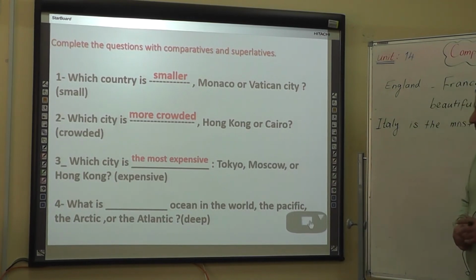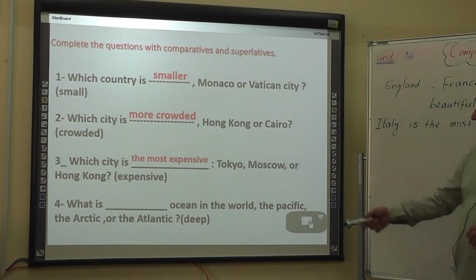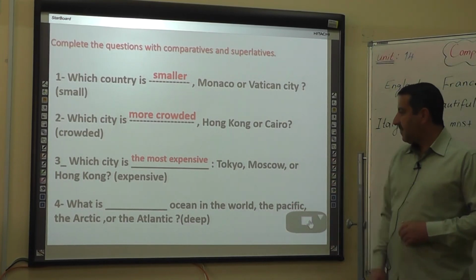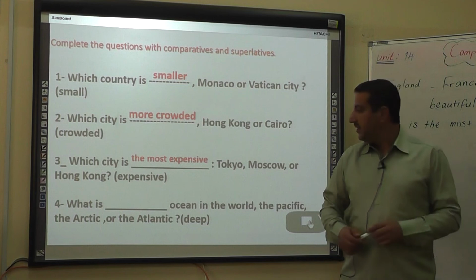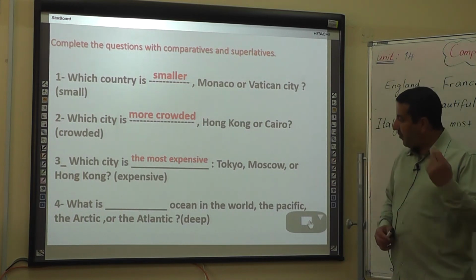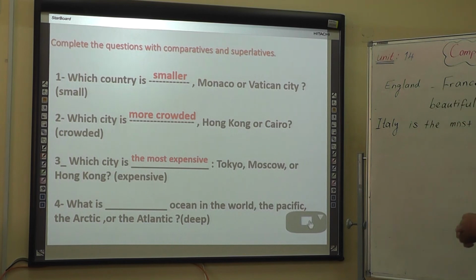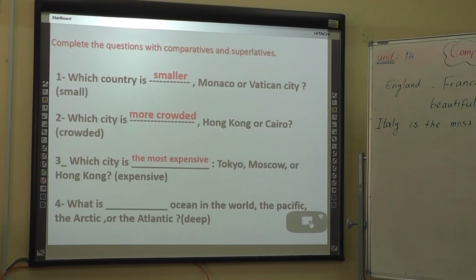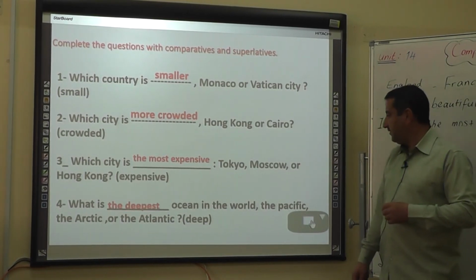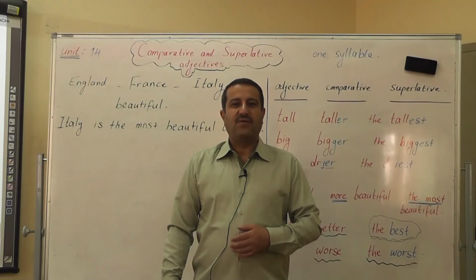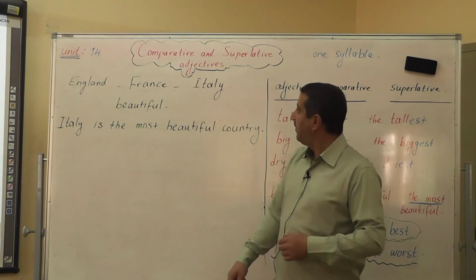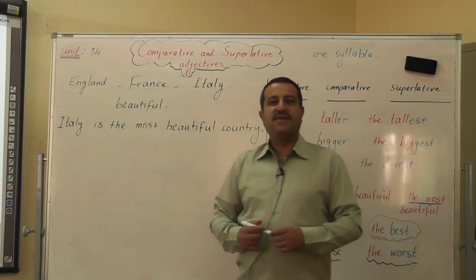Number 4, what is the deepest ocean in the world? The Pacific, the Arctic, or the Atlantic? We have the adjective deep. Of course, deep has one syllable only, and we are comparing between more than two things or two people. Okay, so in this case, we use the superlative. What is the deepest ocean in the world? Is it the Pacific, the Arctic, or the Atlantic? Okay, that's all for today about the comparative and superlative adjectives. Thank you very much for listening.